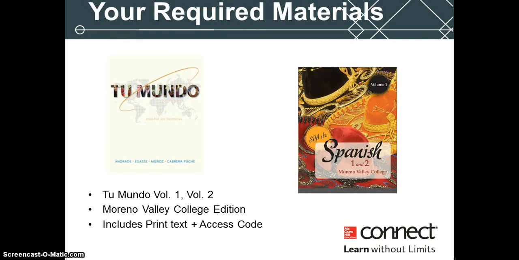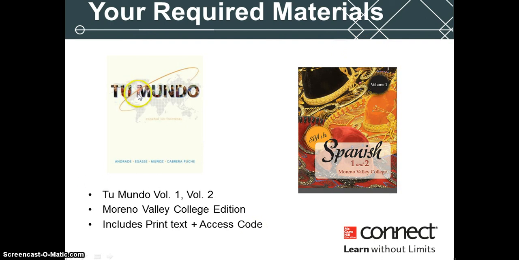Your required materials for this course are Mundo. Please note your instructors have set aside a custom Moreno Valley College edition of the text, Volume 1 and Volume 2, that's available in the Moreno Valley College bookstore. This version includes both the print text as well as the Connect access code where you'll go to access your workbook and lab manual assignments, and that's indicated by the image here on the right.